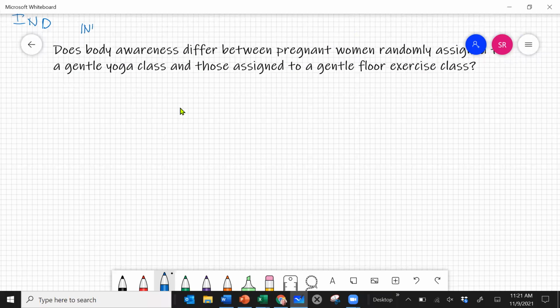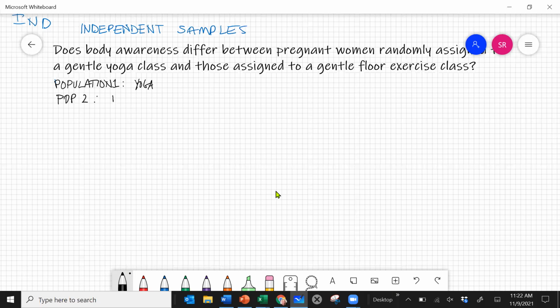So again, the independent samples, the samples are independent of each other. No one in the gentle yoga class has any particular connection to anyone in the gentle floor exercise class. So that's why they're independent samples. And so as we imagine this situation, first off, let's write out our populations. So in this example, our population of interest we'll call the yoga. And then population two, we'll call the floor exercise.